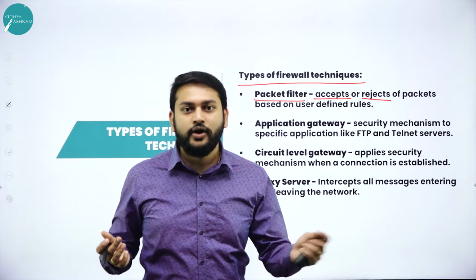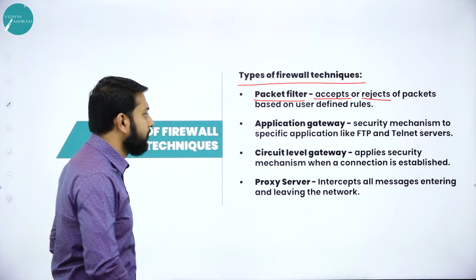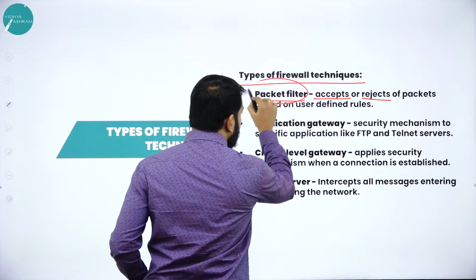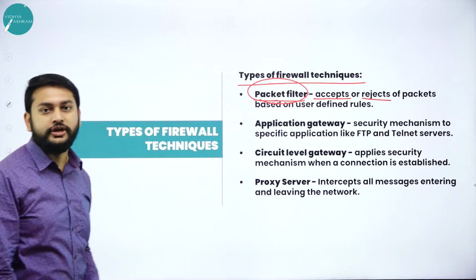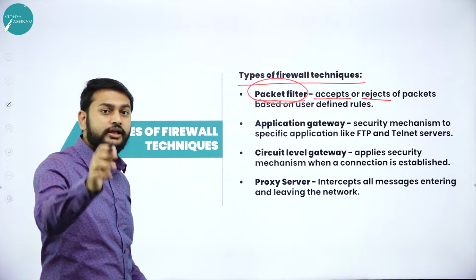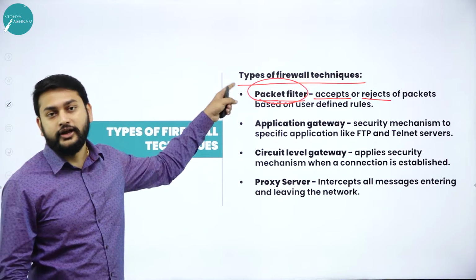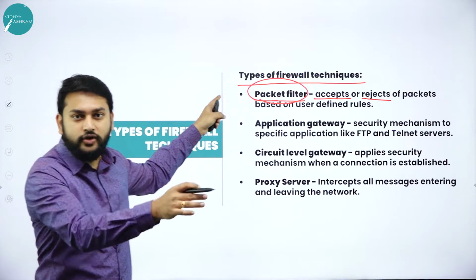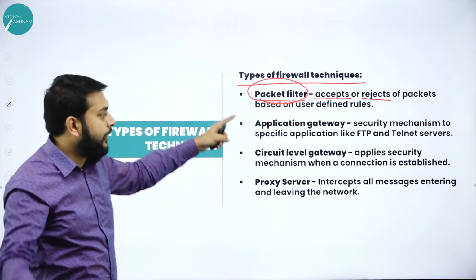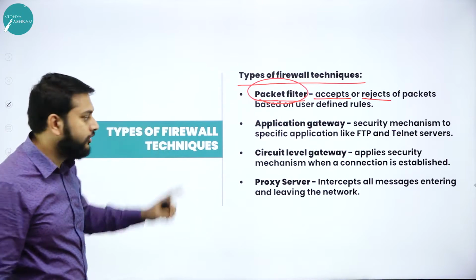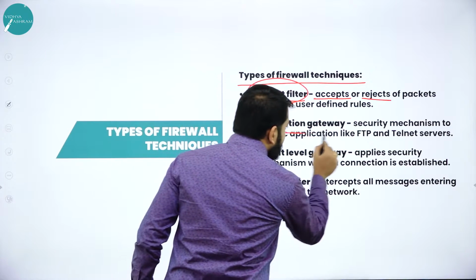Who is going inside and outside? Packets. That's what you need to remember. So who will do that check? The packet filter will do that check. That is the first technique that we have with the firewall. Firewall means security. How many types of security are there? Packet filter. That's the first thing that you need to remember. Okay, application gateway.